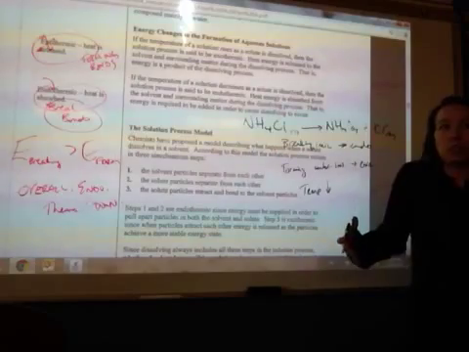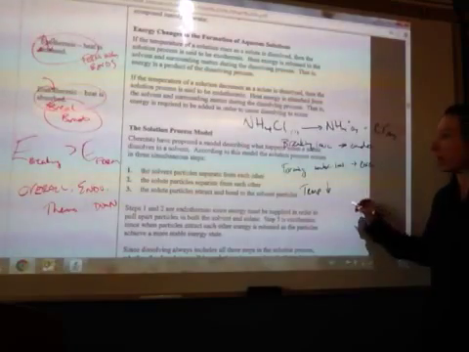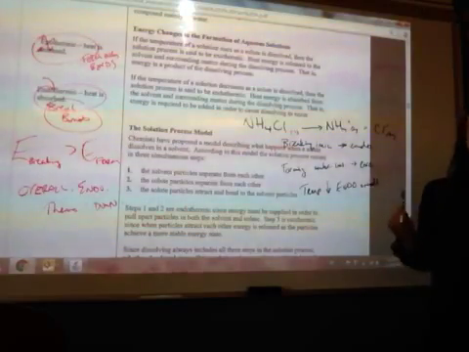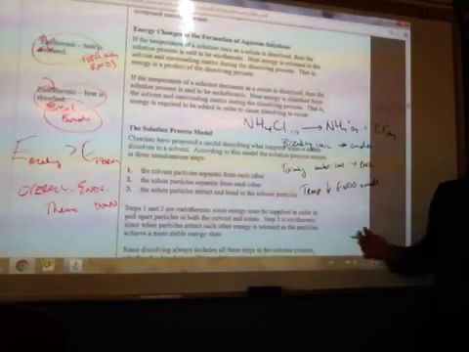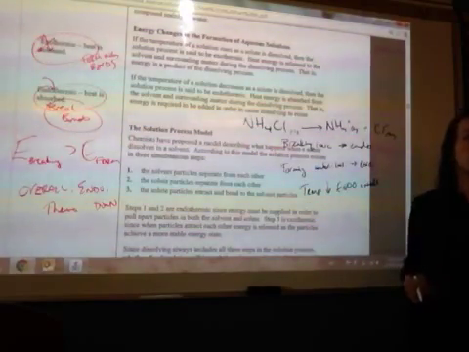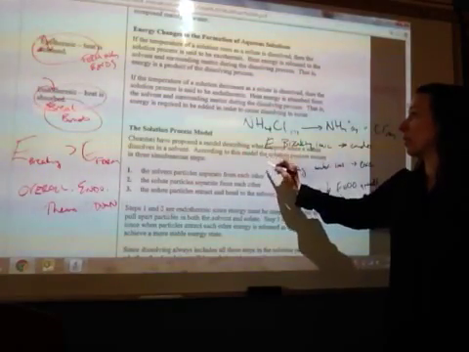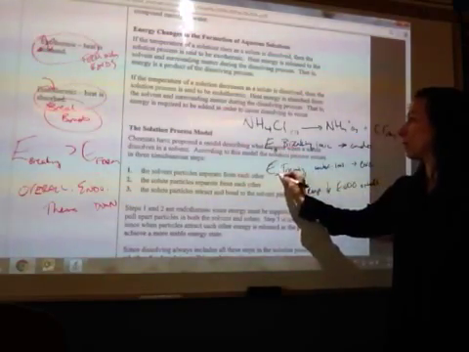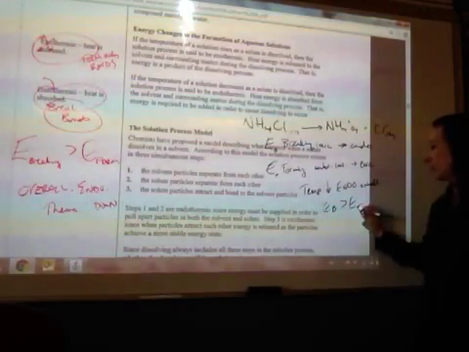So in junior high, you would have said that that was what kind of a process? Endothermic process. Endo overall. So what does that tell you about the energy of the breaking versus the forming? There's more energy being used to break that ionic compound than there is when I'm forming it with the water. Does that make sense? So the energy breaking is bigger than the energy forming.